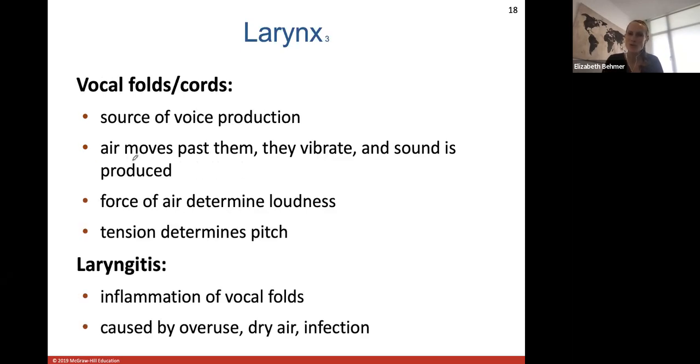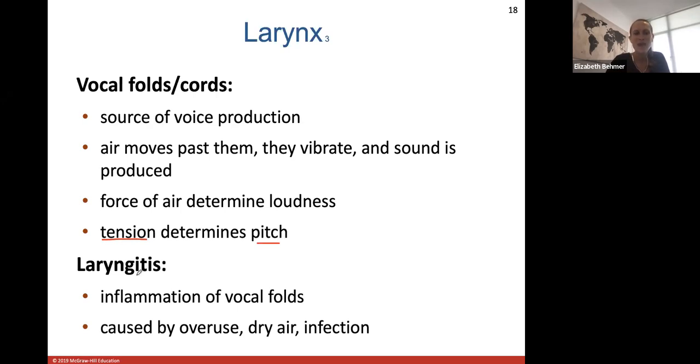The vocal folds and cords are the source of voice production in the larynx. Air will move past them and it will cause them to vibrate, which produces the sound. The force of air that goes through your vocal folds determines the loudness. And you know that if you talk really loudly, you're forcing a lot of air out of your mouth. And then the tension of the vocal folds will determine the pitch.